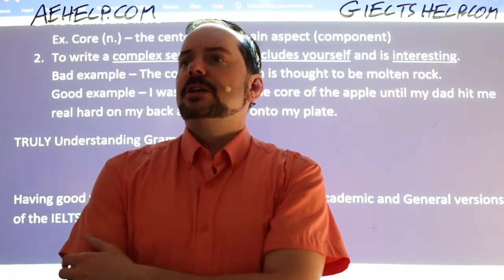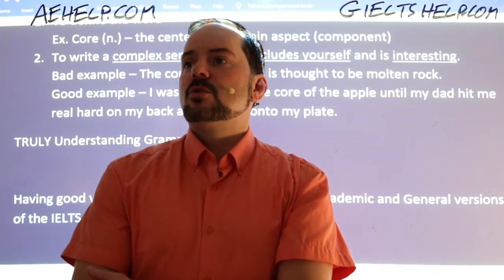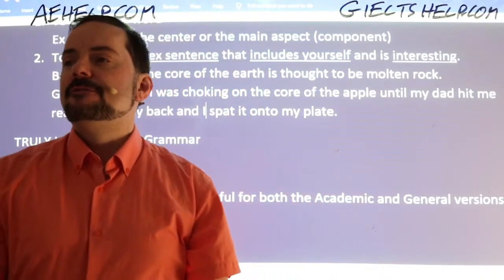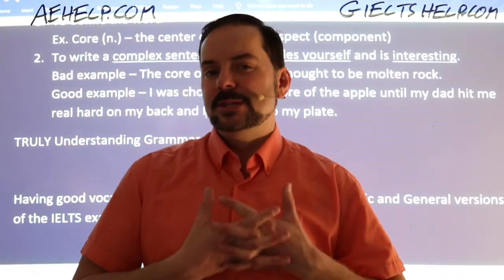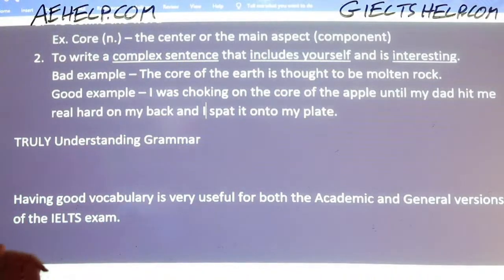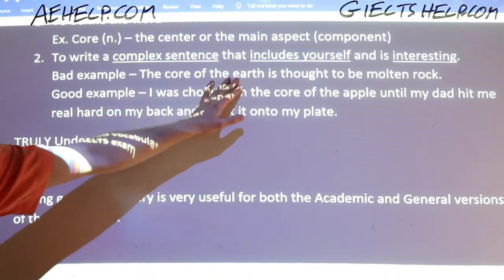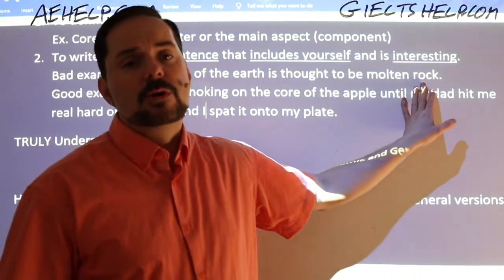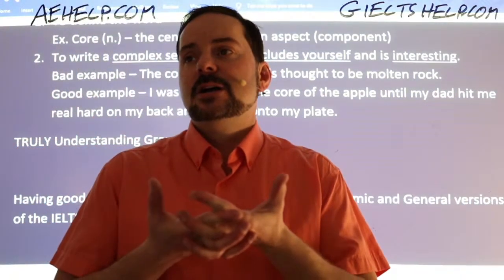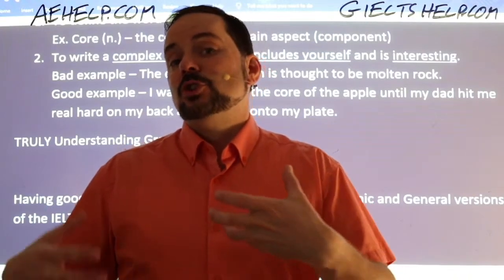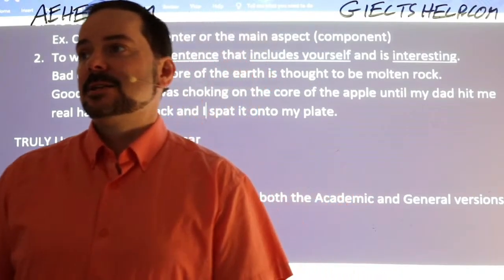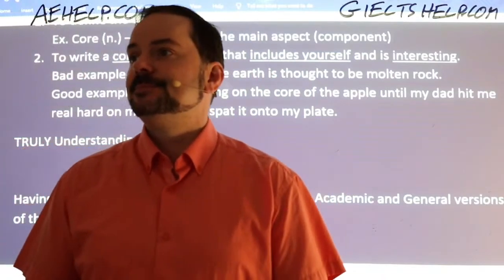Fardia says, we are living on the earth which has a core that lets it move around the sun and the moon. Fardia, you're not really included in that sentence. I think, Fardia, your example is very similar to my bad example. The core of the earth is thought to be molten rock. So you need a different sentence, Fardia, that is more unique, it includes you, and it's more complex in some way as well.